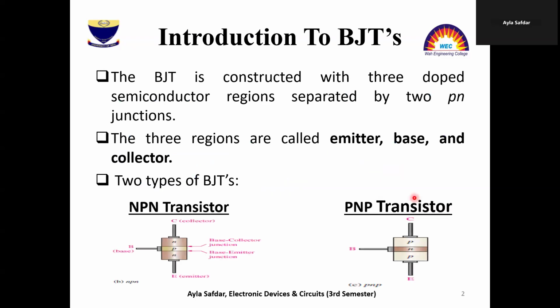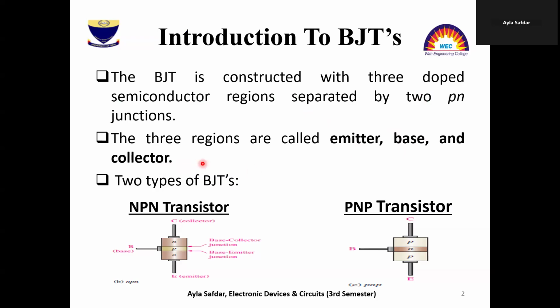Okay, starting with the BJTs, as we know, they have three main regions: emitter, base, and collector. First of all, I will differentiate between diodes and BJTs. In diodes, we have only one PN junction, while in BJTs, it is constructed in a way that we have three doped semiconductor regions, each separated by two PN junctions. We have the emitter terminal, the base, and then the collector.